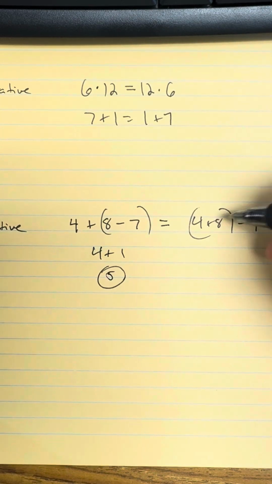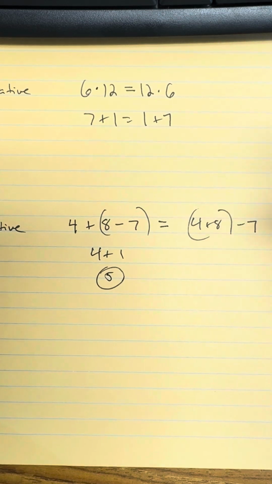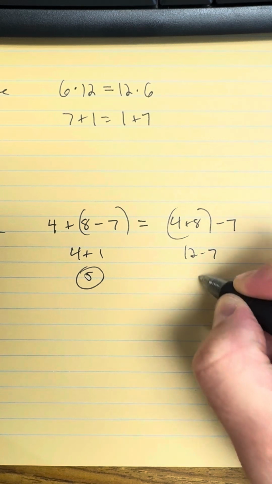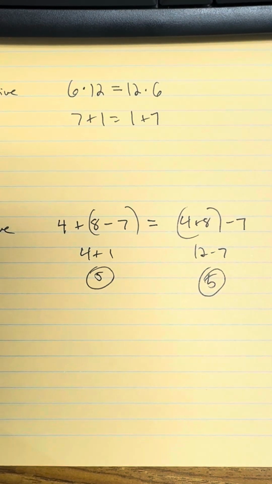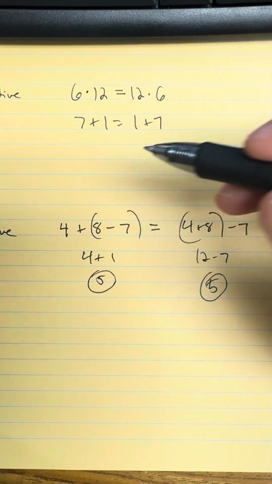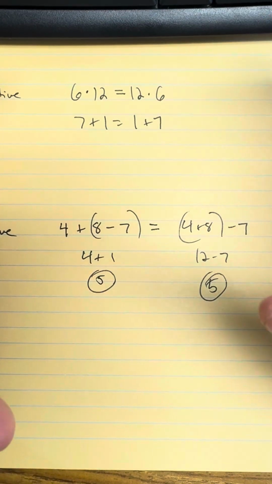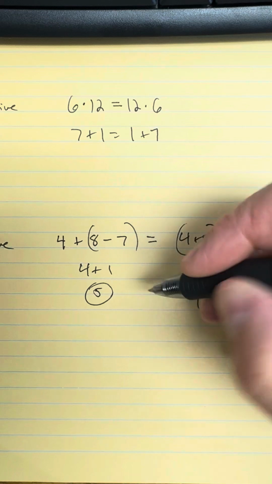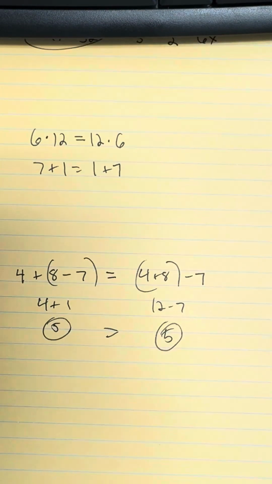And then here, I'm going to do parentheses first, right? I'm going to figure out whatever is in the parentheses first. And that's going to be 12 minus 7, which is also 5. So the associative property introduces parentheses to group different things, okay? But the answer is still going to be the same, because clearly 5 is equal to 5, okay?